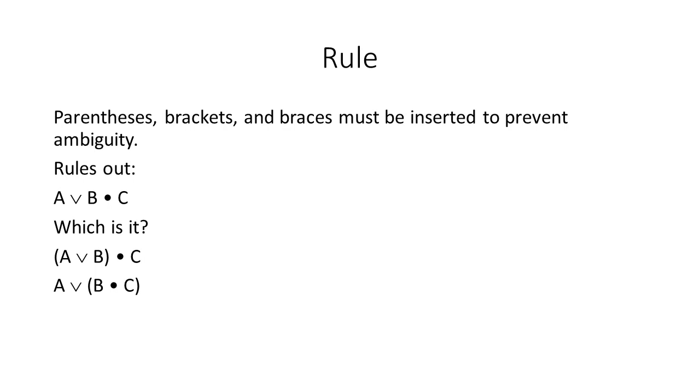All right, and then finally, parentheses, brackets, and braces must be inserted to prevent ambiguity. So this is sort of tricky. What I'm going to try to do is get you to see that there's ambiguity here and that we want to resolve it. Because it's ambiguous, it could mean different things, and it could be true in different circumstances. Consider the following statement, A wedge B dot C. There are two things that this might mean. It might mean left parenthesis A wedge B right parenthesis dot C, or it might mean A wedge left parenthesis B dot C right parenthesis.